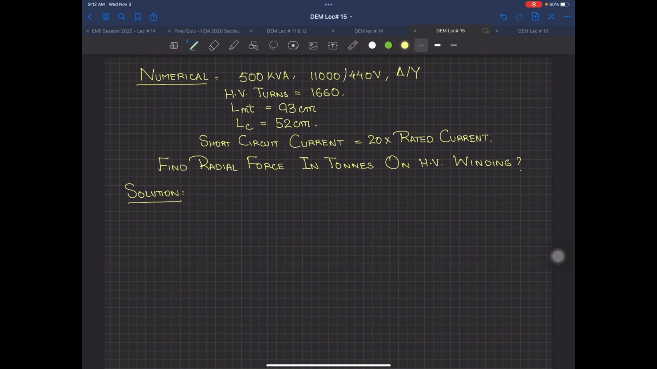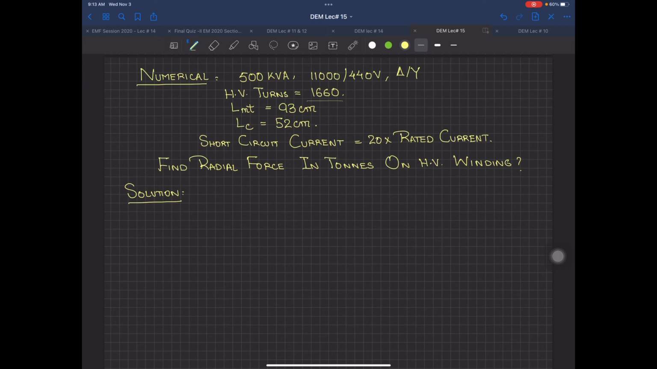It's a 500 kVA transformer, 11,000/440 volt delta/Y. The high voltage turns are given as 1660, and LMT is given, what is LMT? The mean circumference, 93 centimeter.